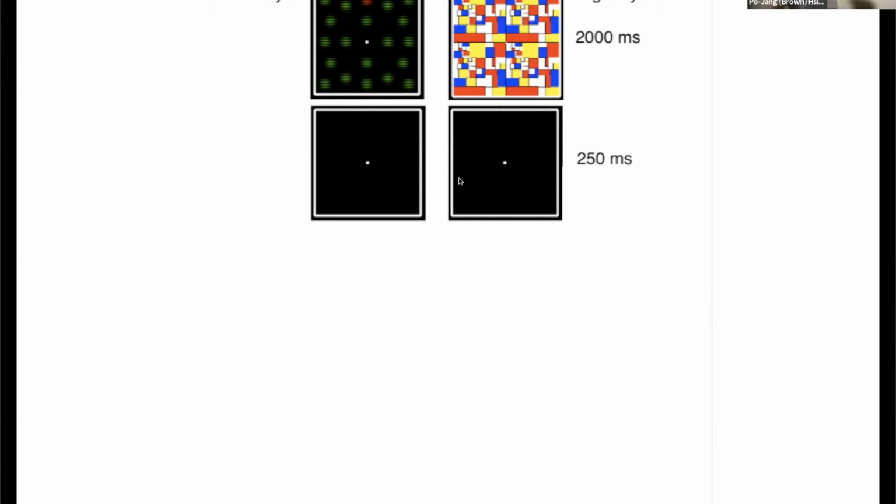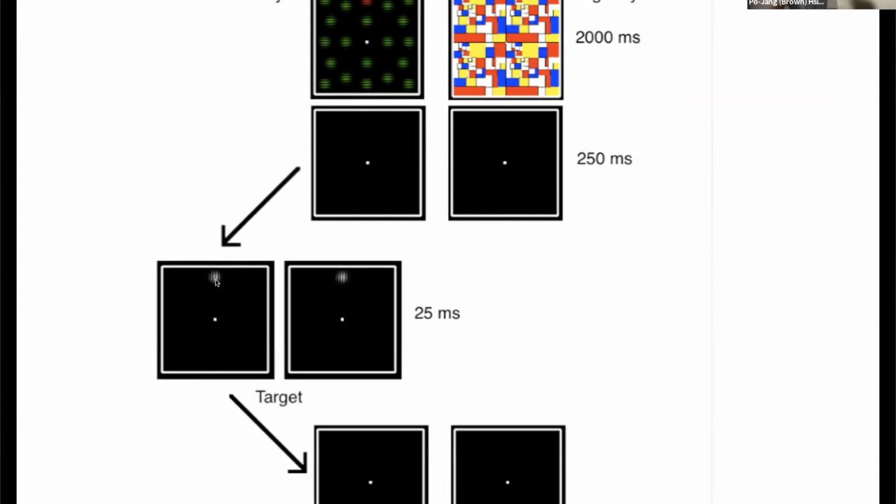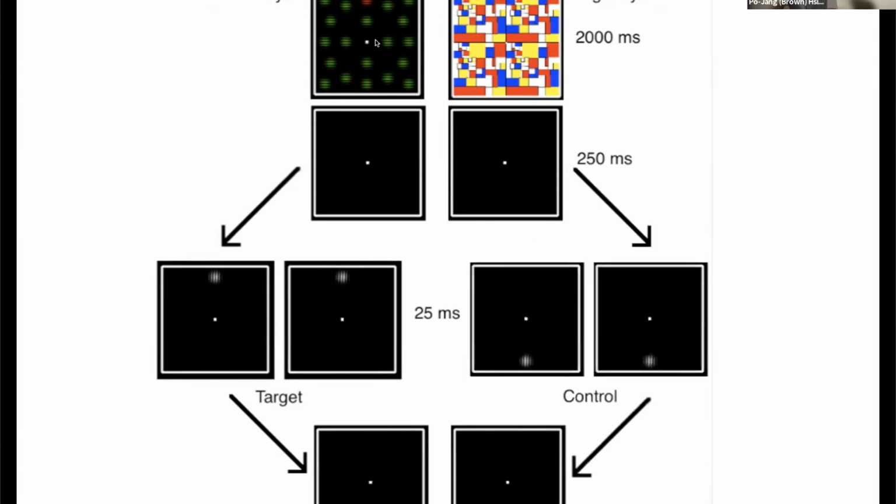After a short blank, we start to measure their visual acuity at the location that has been primed or at the location that has not been primed. The visual acuity is measured by an orientation discrimination task. You can see that this Gabor patch is slightly tilted to the left or right by 1 visual degree.